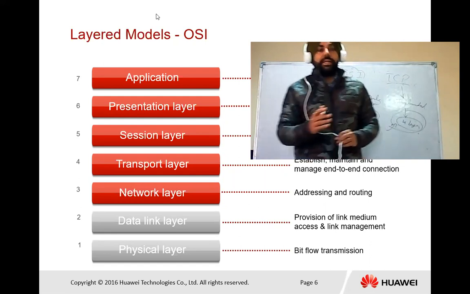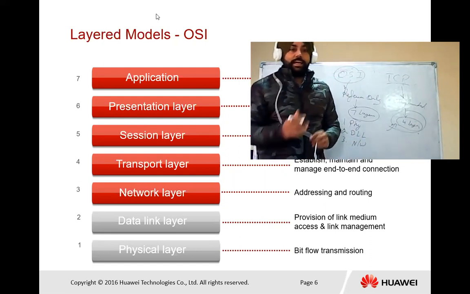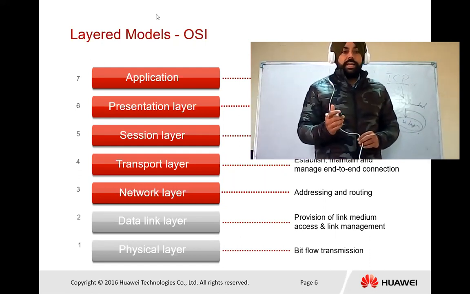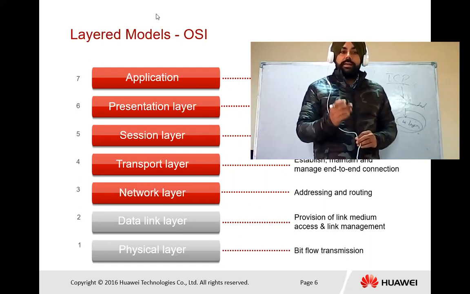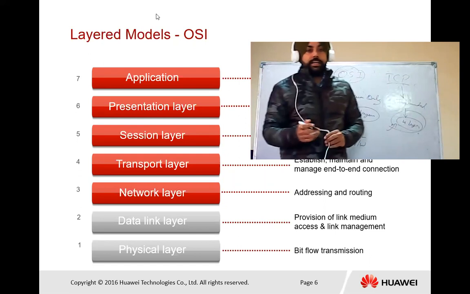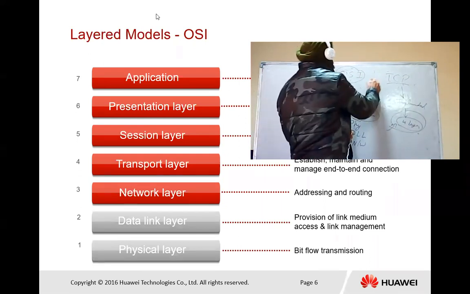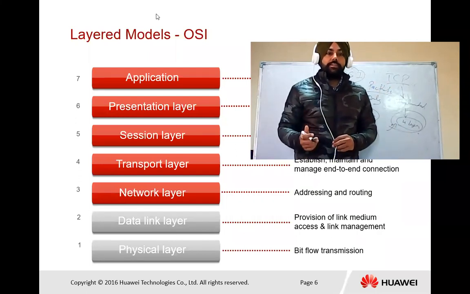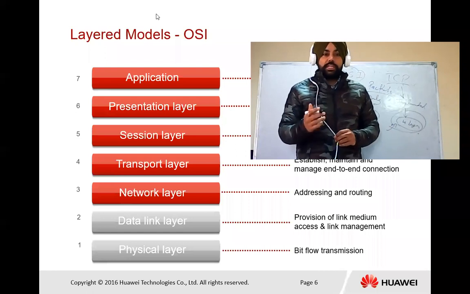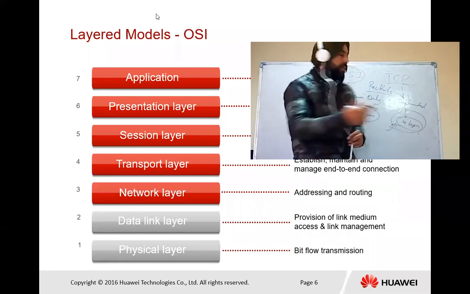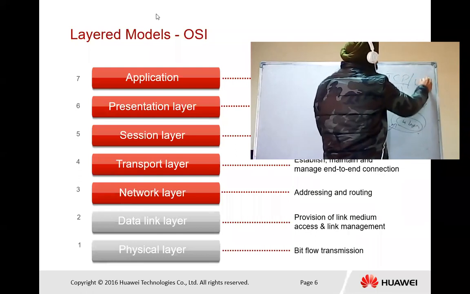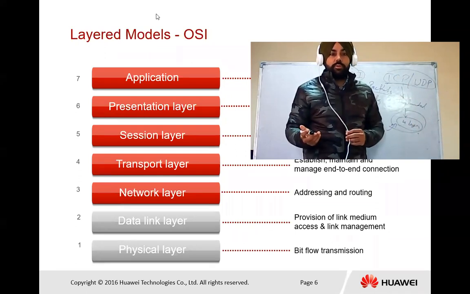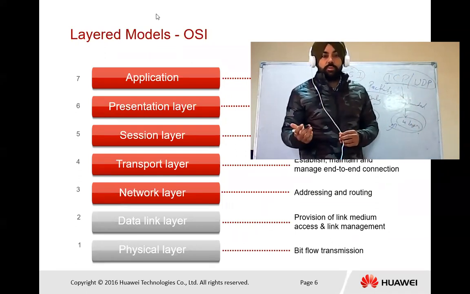And when we are talking about the data link layer, at that time data transfers in the form of frames. And when we are talking about the network layer, that means our data transfers in the form of packets. Then the transport layer. The transport layer works with two different protocols. One is TCP, another one is UDP. UDP stands for User Datagram Protocol, and TCP is Transmission Control Protocol.